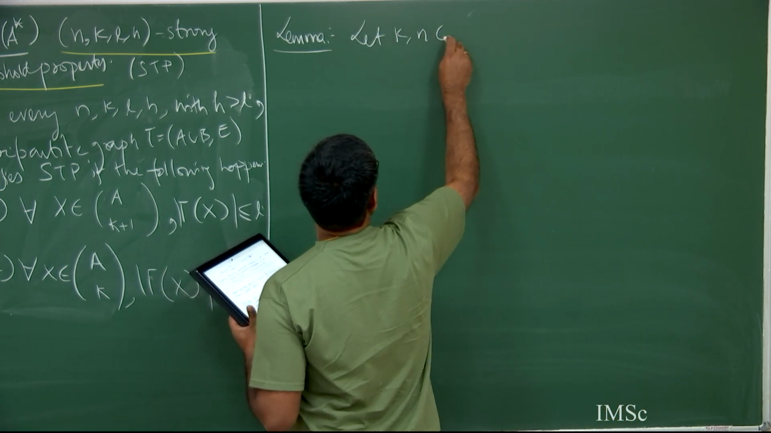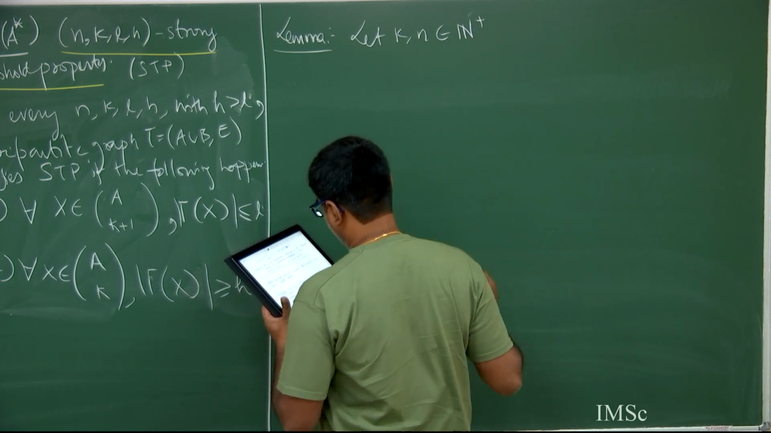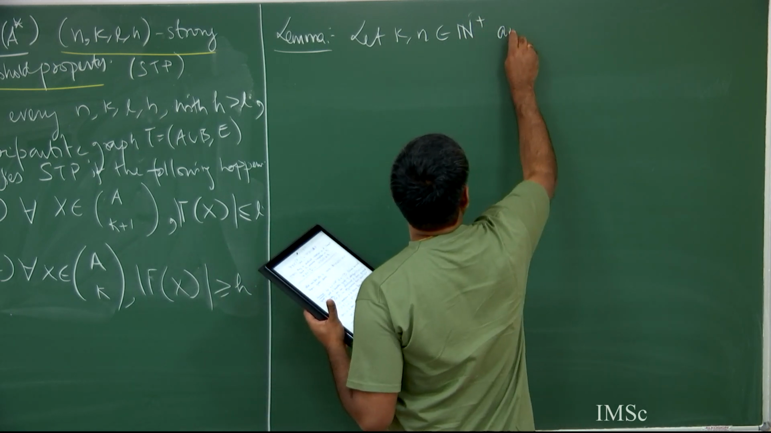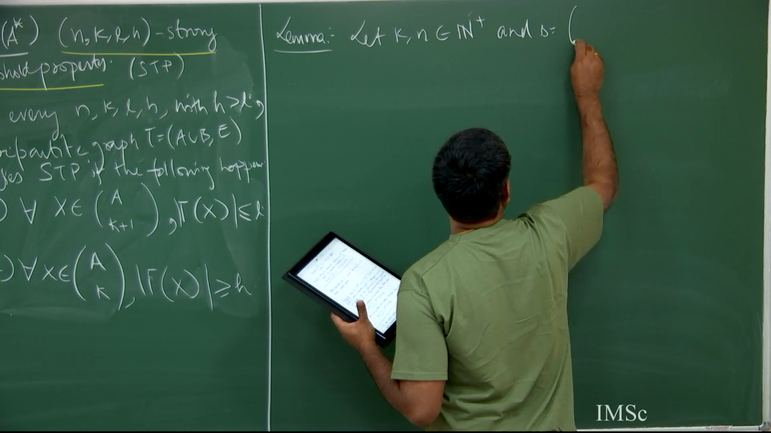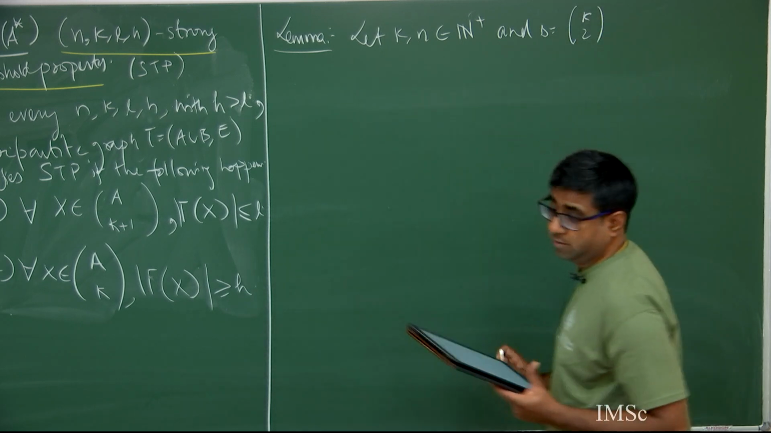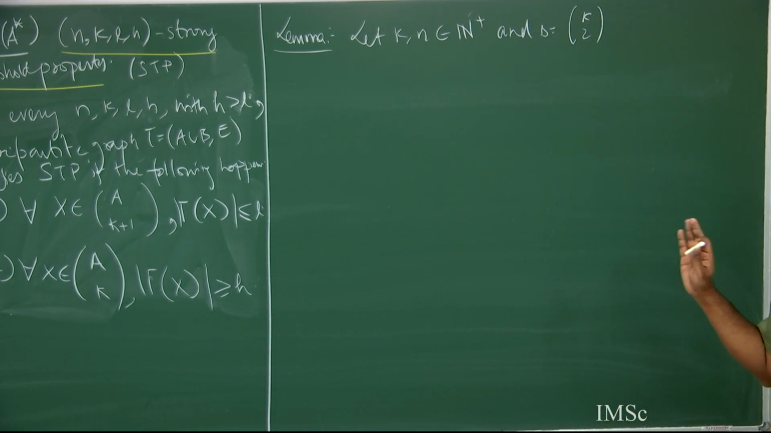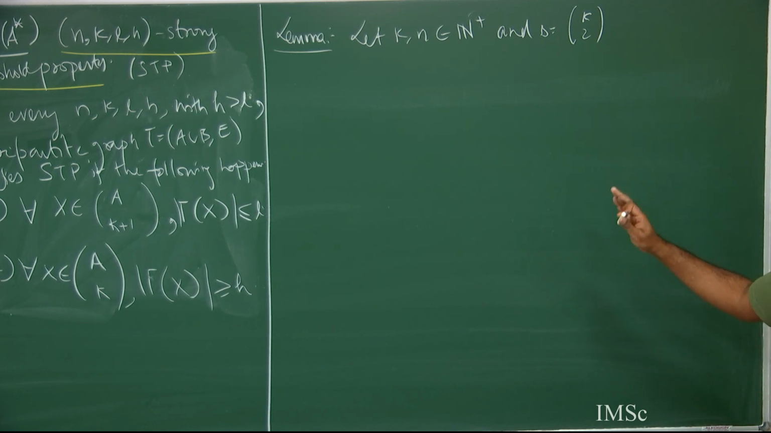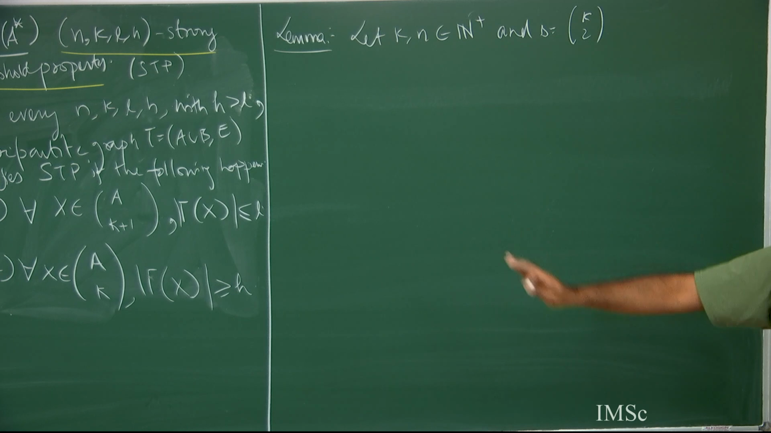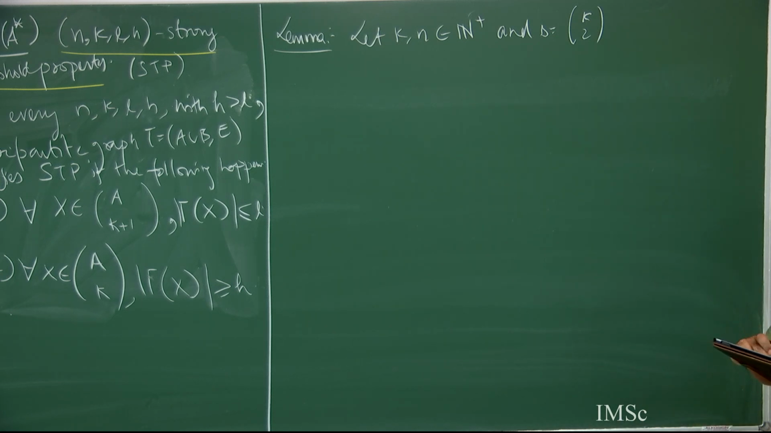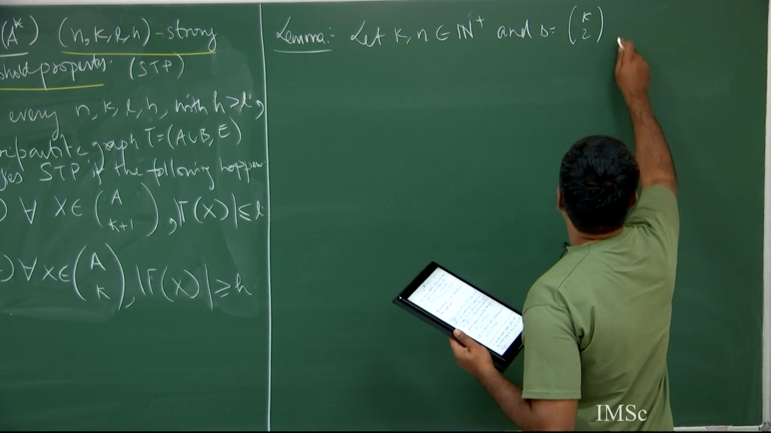Let k comma n be n plus and s equal to k choose 2. So by the way, this is the only reduction of the whole object which I'll give. I mean, probably if at all we'll see, this is the only reduction which is there. Everything is all about constructing such a family of graphs. So the reduction is very simple.